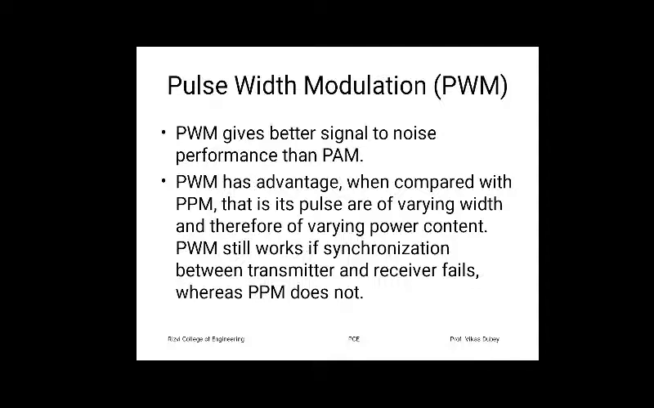So PWM still works if synchronization between transmitter and receiver fails, whereas PPM does not. So in PPM, if there is no synchronization for the bit duration, meaning for the clock bit duration synchronization is not there, then PPM, pulse position modulation, cannot be used, while PWM can be used.